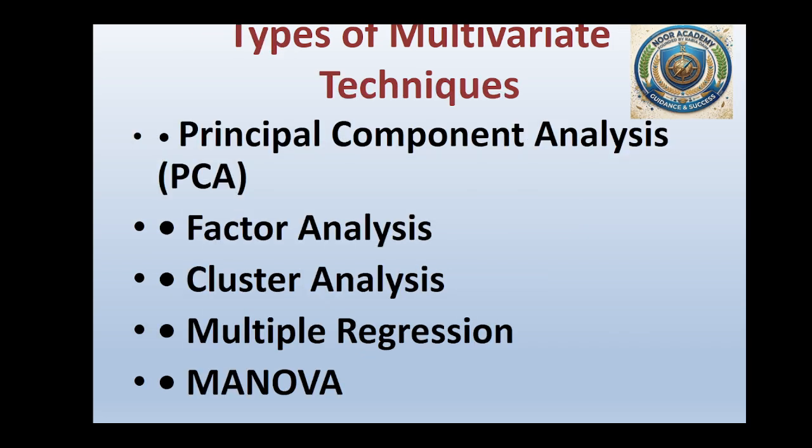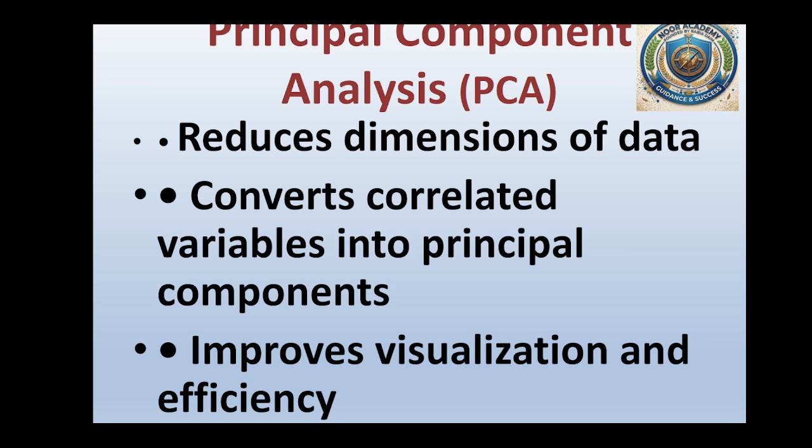Types of multivariate techniques. The presentation highlights several specialized techniques used depending on the data type. Principal Component Analysis, PCA, reduces the noise or dimension of data by converting correlated variables into essential principal components.